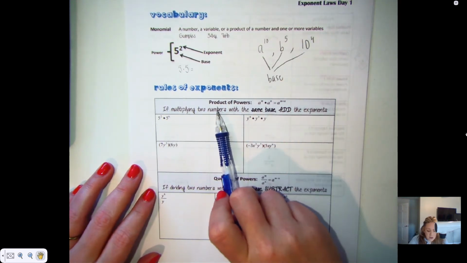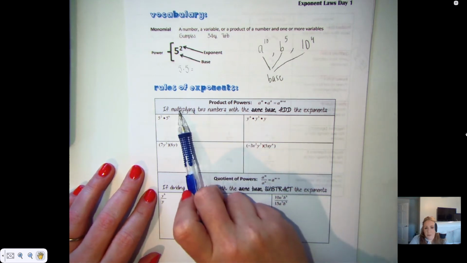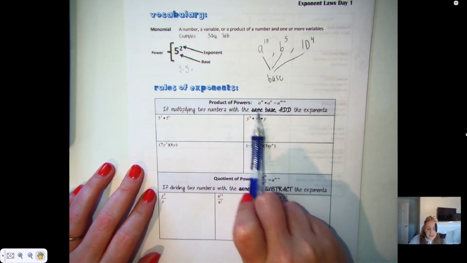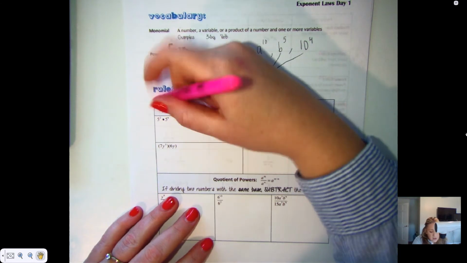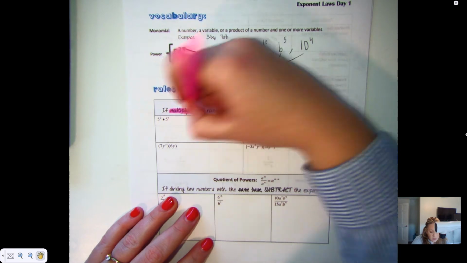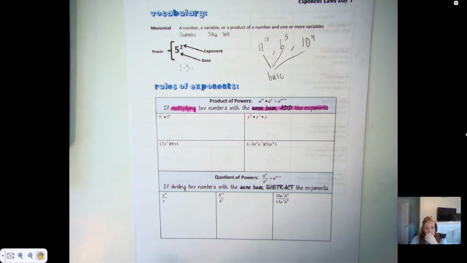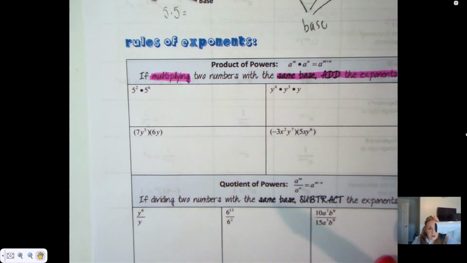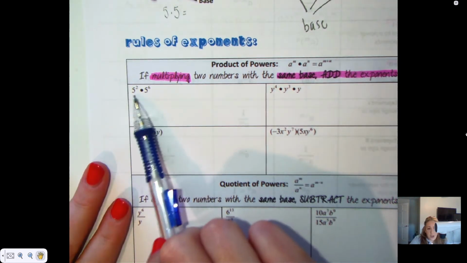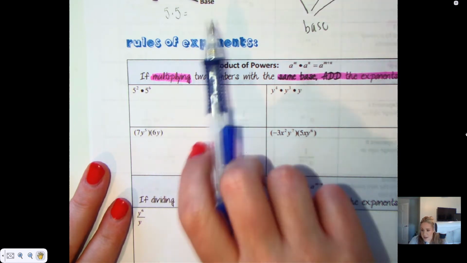So the first thing we're going to talk about is the product of powers. So if multiplying two numbers with the same base, you add their exponents. So multiplying with the same base, you add the exponents. Now, we're going to actually prove that to ourselves right here. So if I can zoom in, make it a little bit clearer. This says 5 squared times 5 to the 6th.